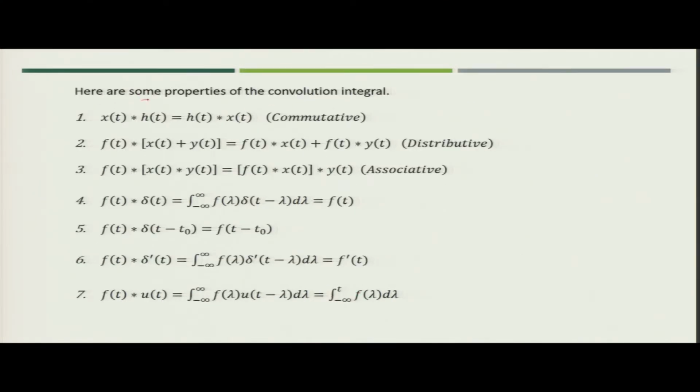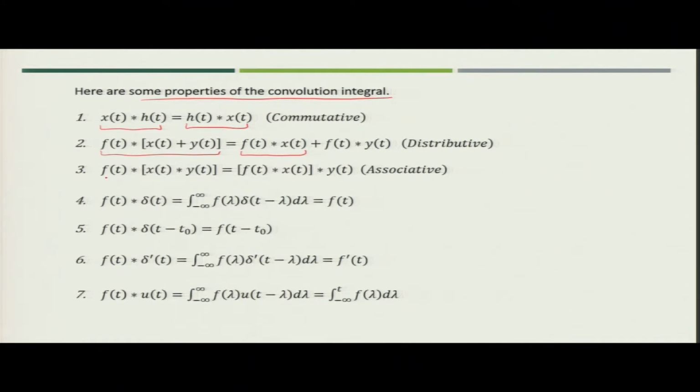Now, let us see a few of the properties of the convolution integral. We are not going to derive them because it is not in the scope of the current subject, but we have to keep in mind that there are a few properties which we will use as we progress in this course. First property is that convolution of h and x is commutative, meaning you can exchange the locations of h and x and the convolution integral will hold. Second is the distributive property: if you have a function like x plus y and you want to take the convolution with f, you can take the convolution of f and x and of f and y separately and then sum them up.